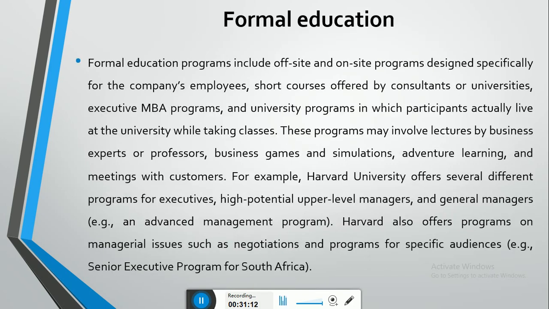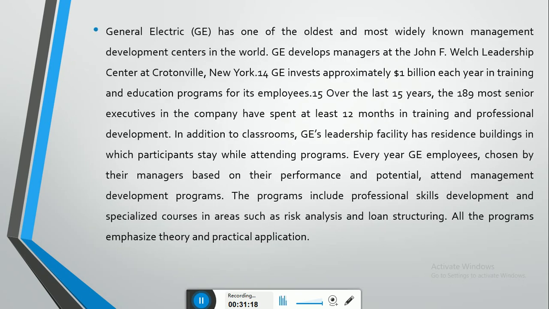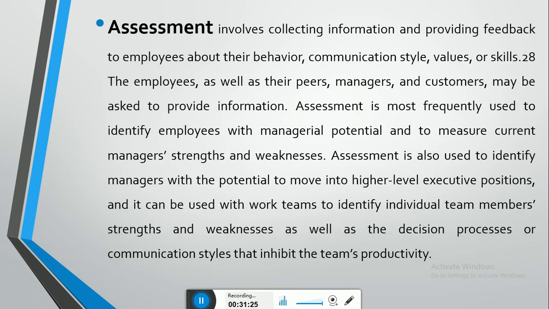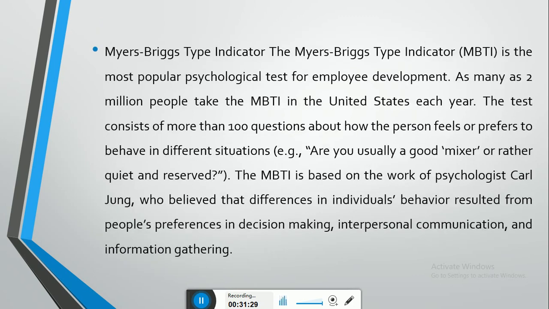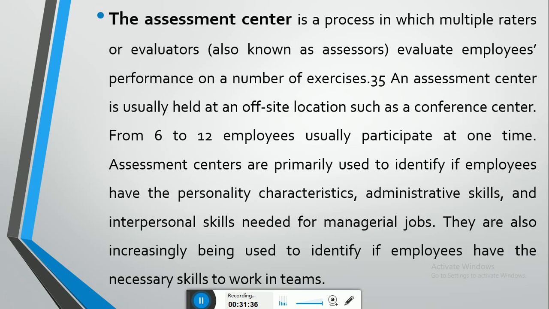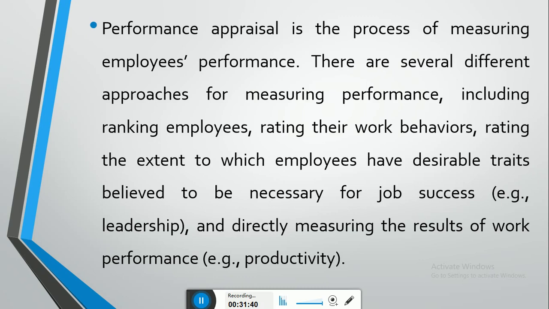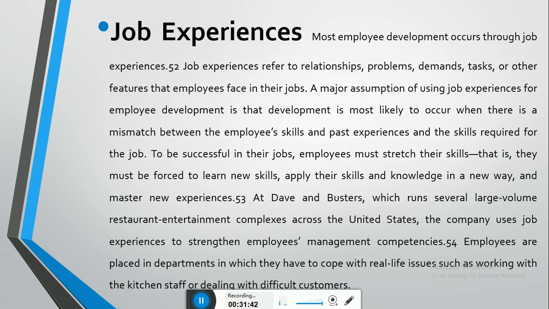We have discussed the example of Hindustan Unilever. We have discussed formal education. What is formal education? It is very clear from the name. General Electric example. We have discussed the Xerox example. We have discussed what is assessment. Under assessment, we have discussed different psychological tests, MBTI, that the companies are using. We have also discussed the assessment center that companies are having. We have discussed performance appraisal under assessment.